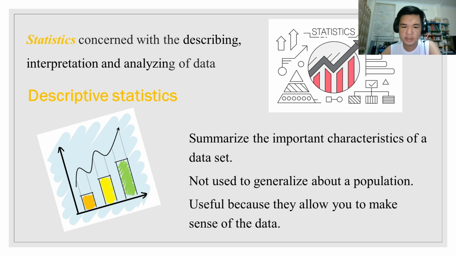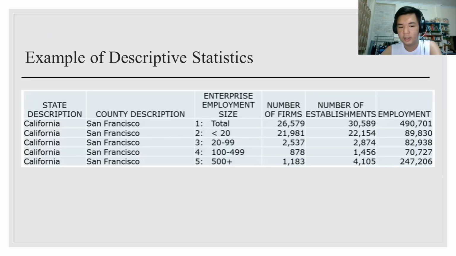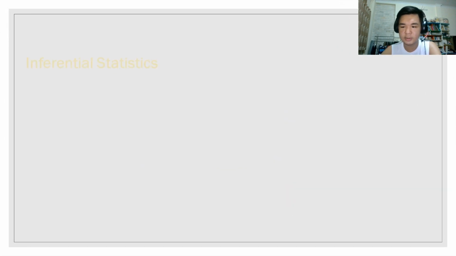This kind of statistic helps to describe and understand the features of a specific data set by giving short summaries about the sample measurement. It's not used for generalizing to a population, and it's useful because it provides practical information for the data. Here you can see an example of a descriptive statistic. As you can see, it summarizes and gives you specific numbers, like number of firms, number of establishments.